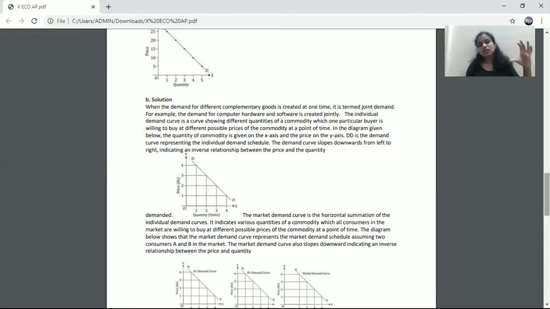You draw the individual demand curve on the basis of the schedule that you have drawn. Then you will write the heading market demand. You will write the meaning of market demand. You will draw the schedule for market demand, right? And then you will construct the market demand curve.